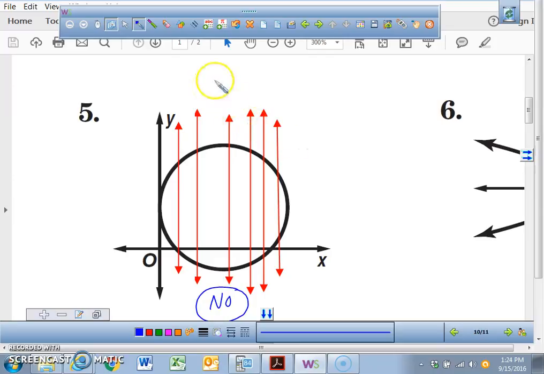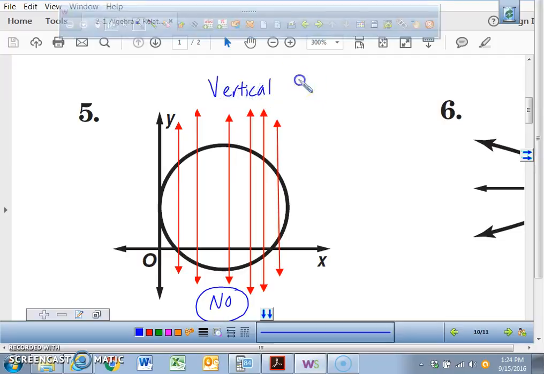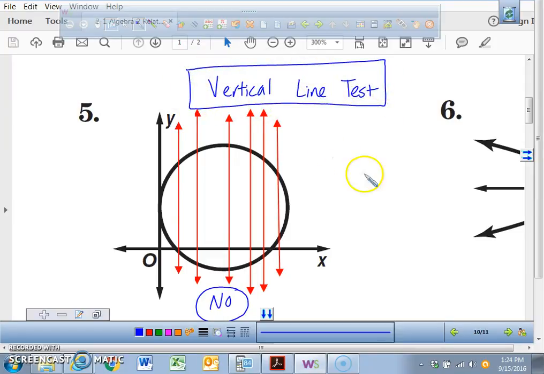The vertical line. That's right, the vertical line test. This is awesome. You guys are doing great. The vertical line test.